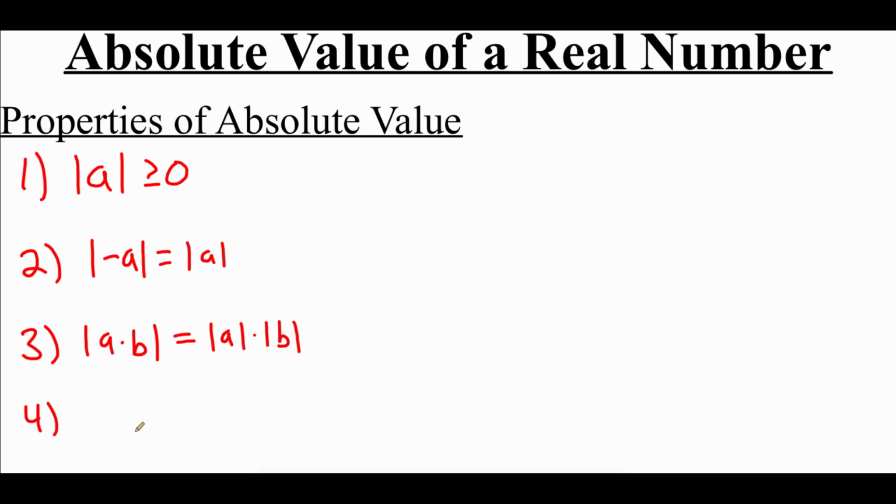Our last property is very, very similar, but it's dealing with division or fractions. So if we have the absolute value of a divided by b, we can split that up as well. So the absolute value of a divided by the absolute value of b, as long as that b value on the bottom is not 0, because you're never allowed to have 0 on the bottom of a fraction.